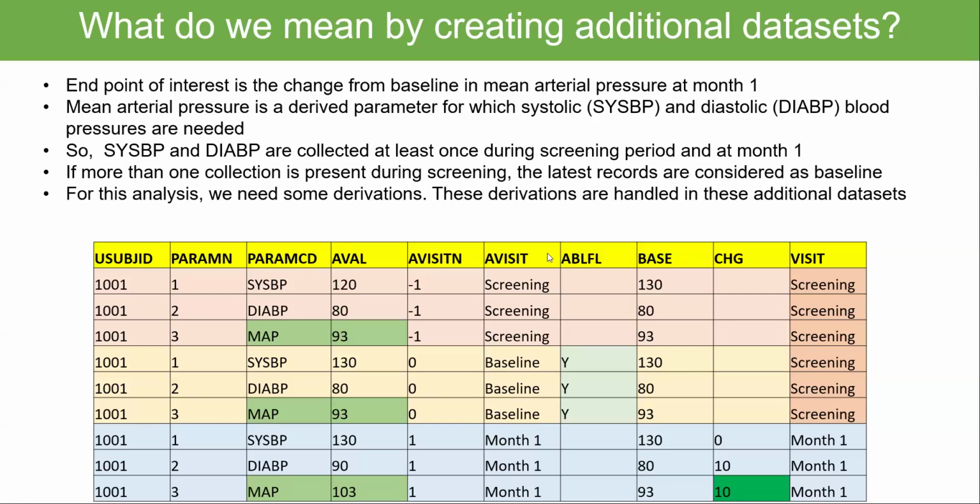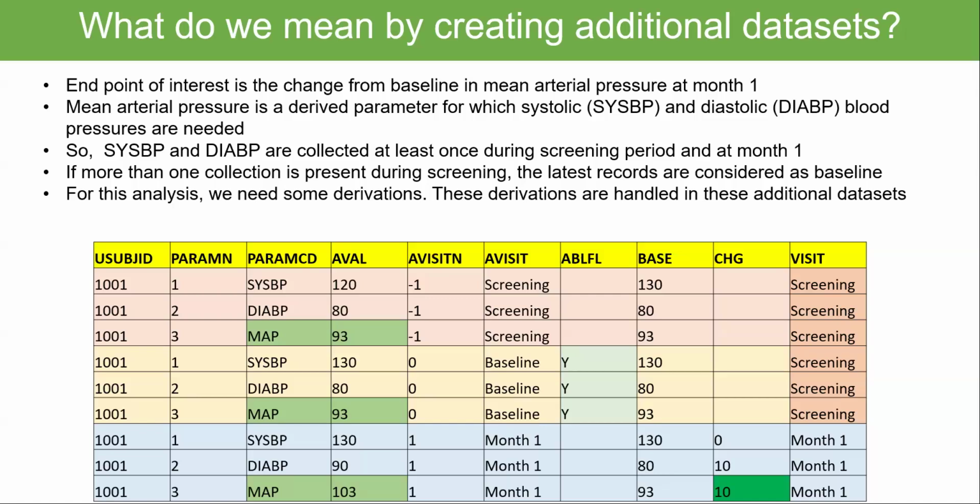If we are following the ADaM standard, we create a variable called ABLFL to indicate which record is being used as your baseline record. And before that concept of baseline, let me see. We will only be able to collect systolic and diastolic blood pressure on our case report forms. But mean arterial pressure is a derived parameter. So we will have our systolic blood pressure collected and diastolic blood pressure collected. But for analysis, we need this derived parameter, which means we will have to use the values of systolic and diastolic blood pressure and derive something, which is not part of the collected data.